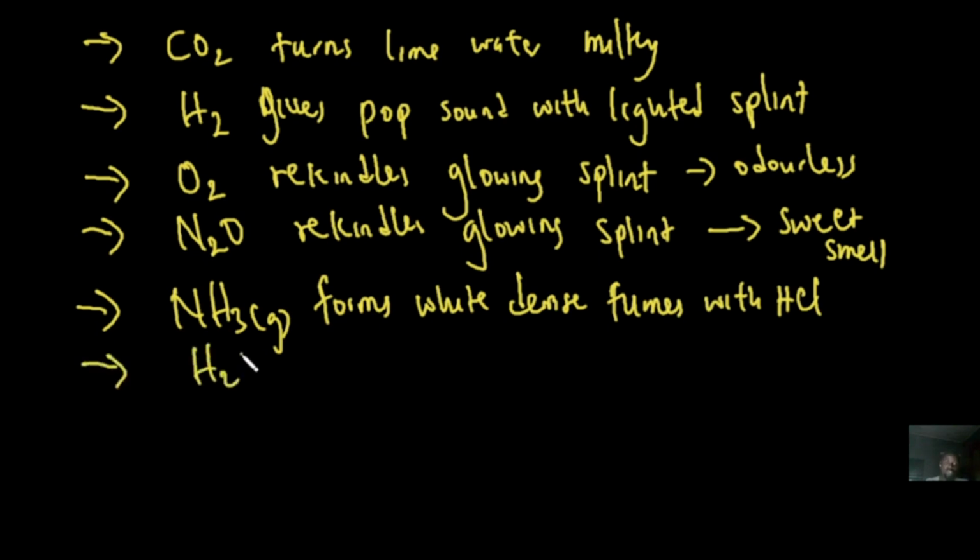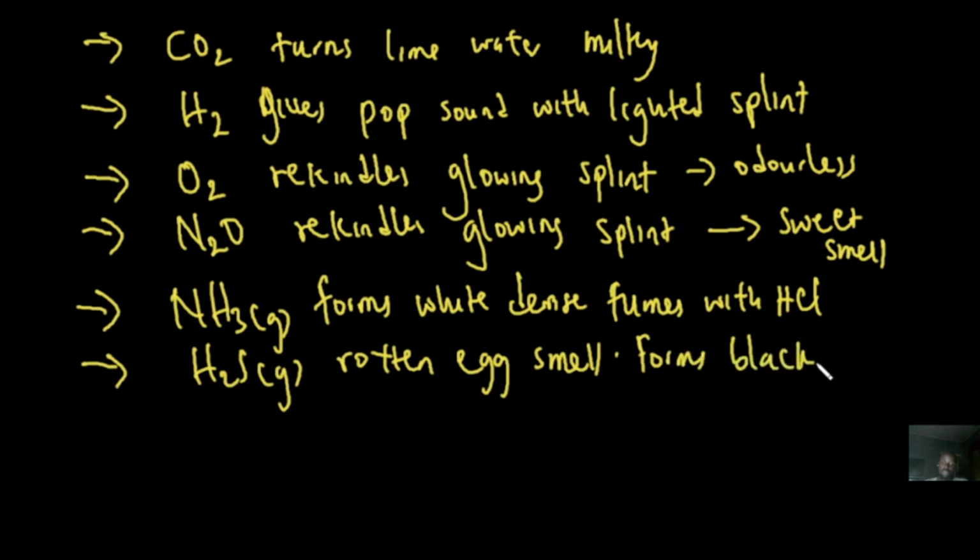Okay, then we have H2S gas. Hydrogen sulfide gas is characterized by its rotten egg smell. So imagine a rotten egg. The smell of a rotten egg is actually the smell of H2S gas. However, the reagent that is used to test for H2S is a solution of lead-2 ethanoate. Why? H2S reacts with lead-2 ethanoate to form a black precipitate of PbS.